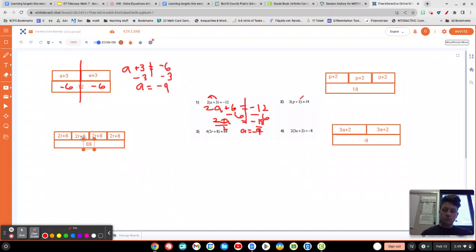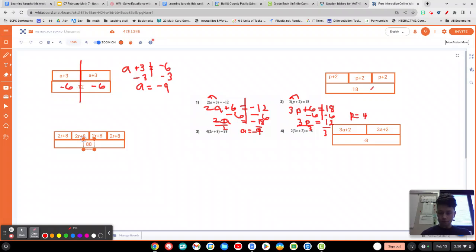I've got 3 times p plus 2 equals 18. And you can see I've set up my diagram, but I can just distribute. And that gets me 3p plus 6 equals 18. And we can solve it just like a two-step equation. Get rid of our constant. That gets us 3p equals 12. And now it is a one-step equation. Divided by 3, divided by 3. I ran out of room. P is equal to 12 divided by 3, or 4.